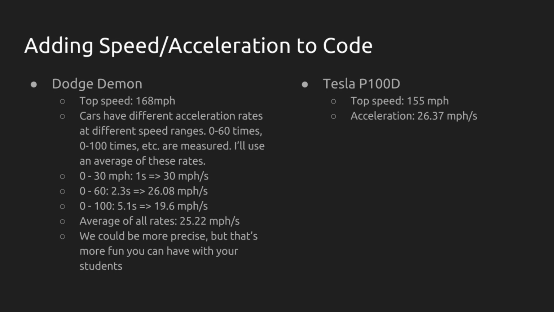I couldn't find as detailed information on the Tesla P100D, but we do know that it has a top speed of 155, and based on its 0 to 60 time, it has an acceleration rate of 26.37 miles per hour per second.